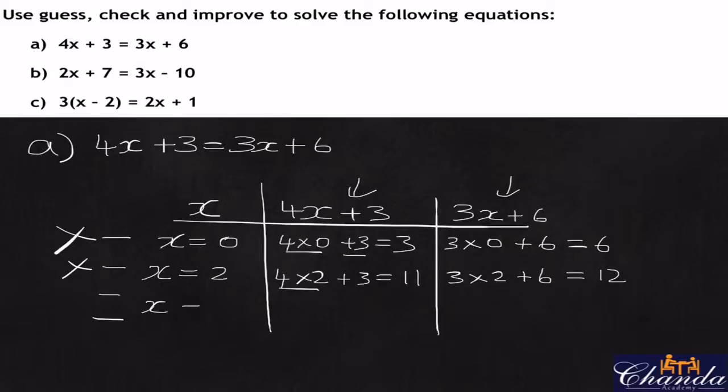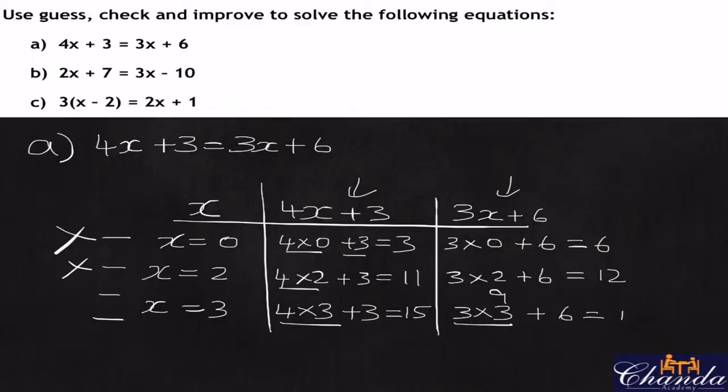So x equals 3, so we have 4 times 3 plus 3. So 4 times 3 is 12, plus 3 is 15. Similarly, 3 times 3 plus 6. 3 times 3 is 9, plus 6 is 15 again. There you have it. So x equals 3 is the solution that we needed to solve this particular equation.